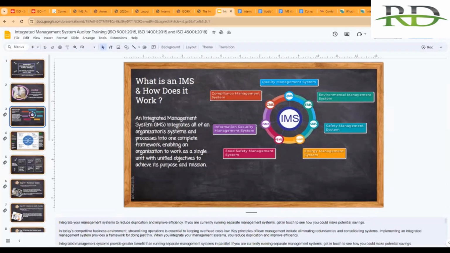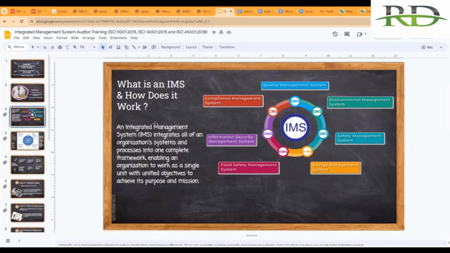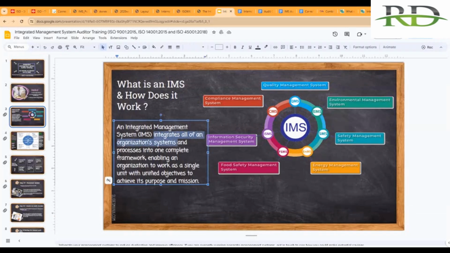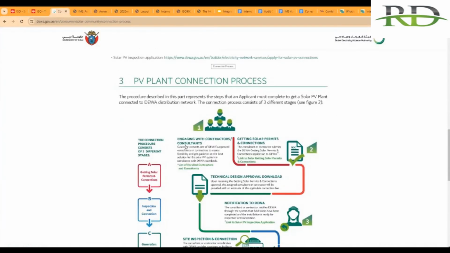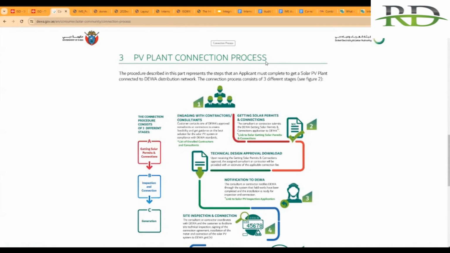From this definition, I want to break it down, and this is going to help me explain what an integrated management system is. From this definition, you can see that you are going to integrate all of your organization's systems and processes. So let us look at what exactly these organization systems and processes are. The first step of an integrated management system, ladies and gentlemen, is a process. Make no mistake about it. You need a process. You need a product or service realization process. This is the beginning of true integration.